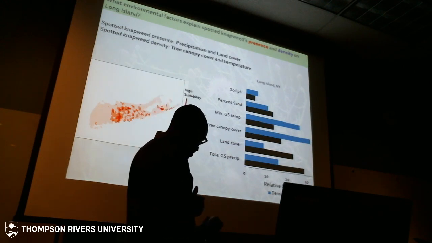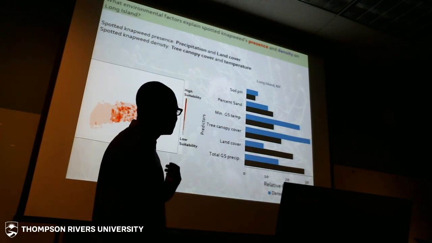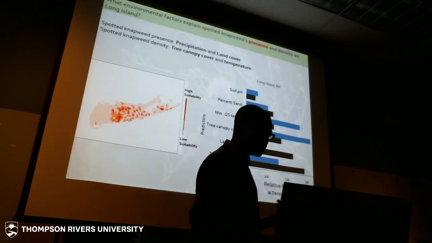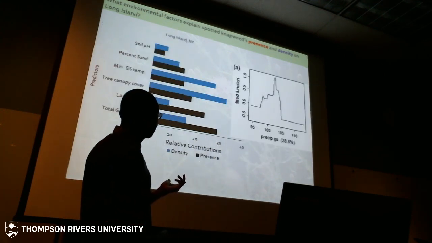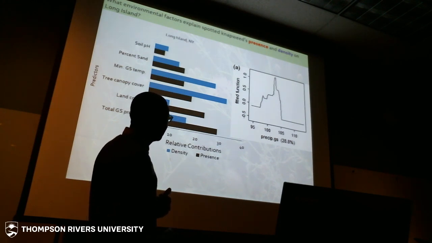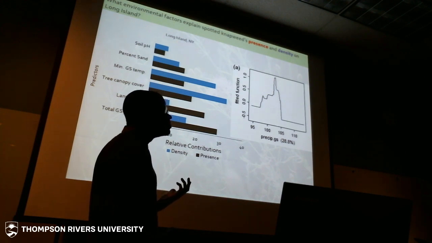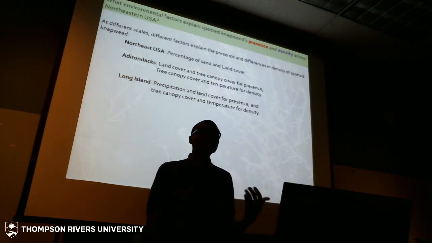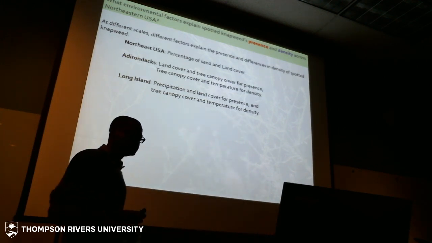And on Long Island, I found that for presence data, precipitation and land cover explain the presence of spotted knapweed, while tree cover and temperature explain the differences in densities for spotted knapweed. So looking at the impact of precipitation in this plot, as precipitation increases, the probability of finding spotted knapweed increases up to a point. So there's an optimal point after which the probability of finding spotted knapweed decreases. And so this suggests to me that at different scales and in different locations within Northeastern USA, different factors explain the presence and the differences in density of spotted knapweed.